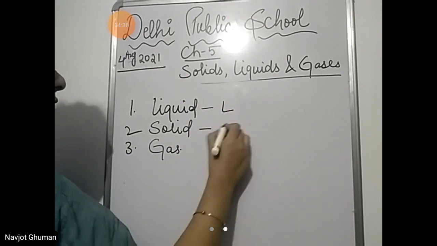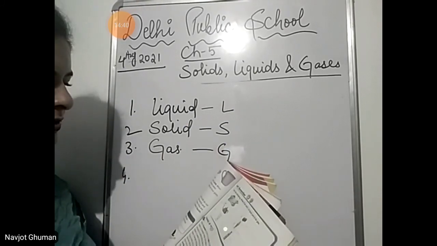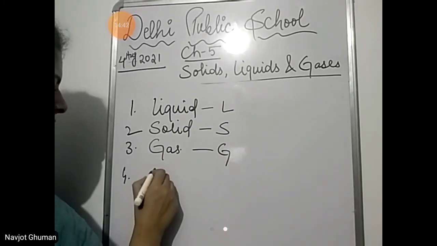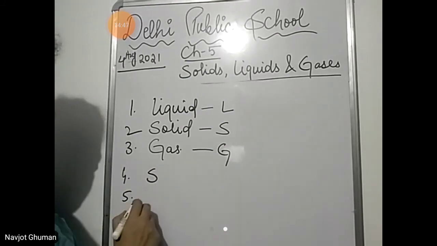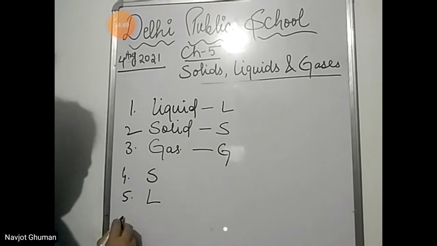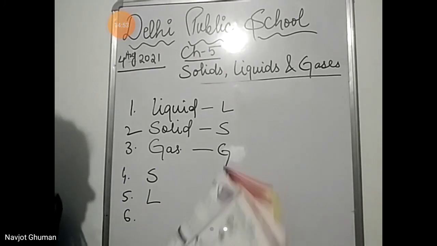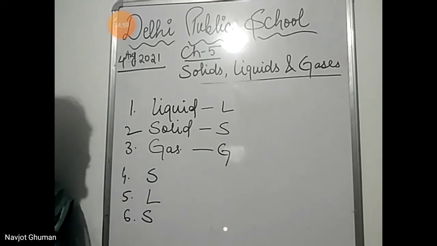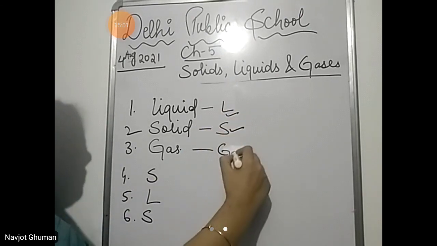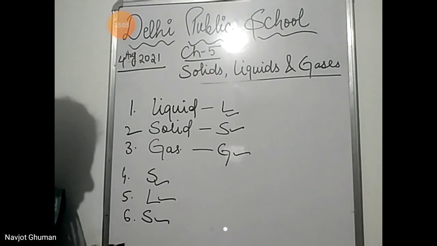Liquid, L likho, S and G. Fourth, softy ice cream, it is a solid, write S. Fifth, water is there in the glass, that is a liquid, write L. And sixth, cap of the bottle is a solid, it has a fixed shape and size, so it is S. L, S, G, S, L, S. These are the answers of this page.